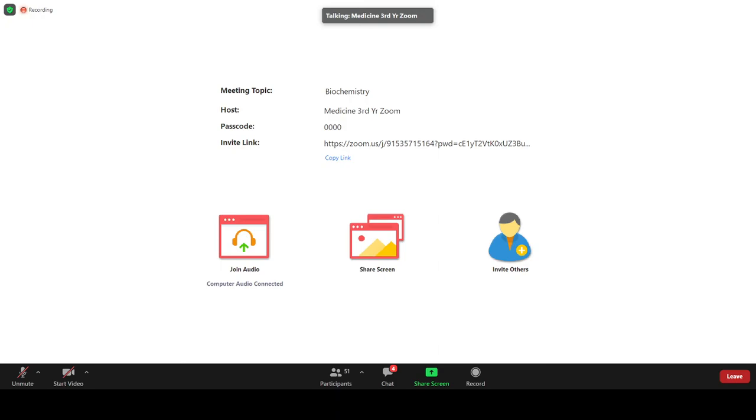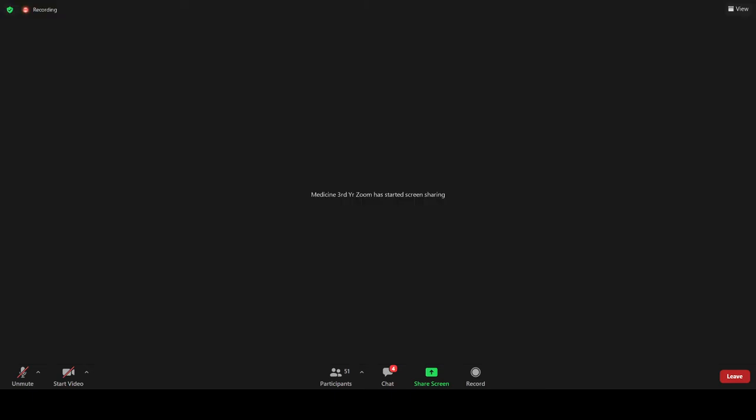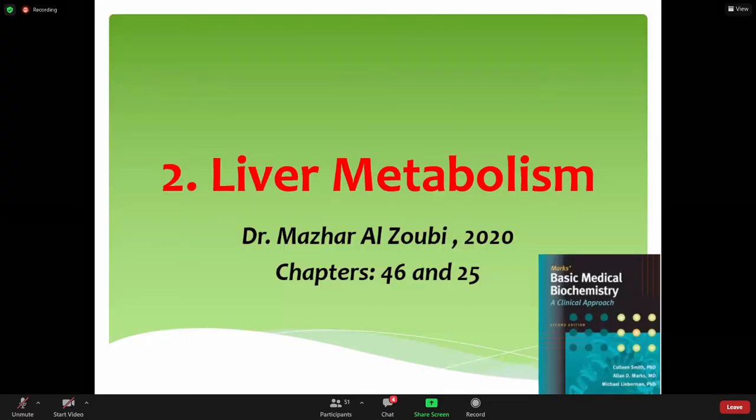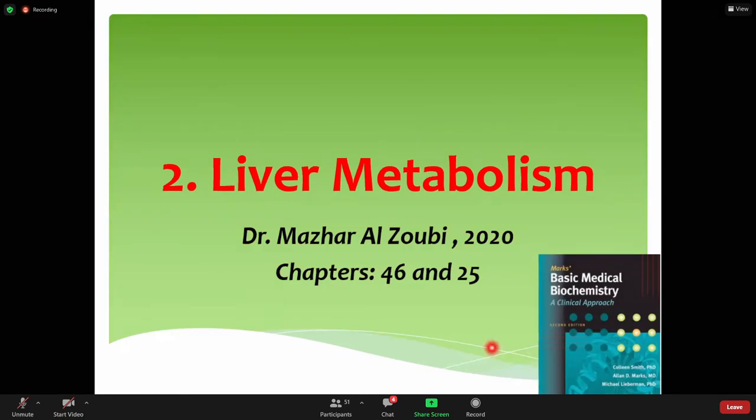ننتقل الآن ل second lecture or second part, which is describing. خليني أعمل share هون. Okay, so the second part is going to describe the liver metabolism, because the next topic will talk about the liver disorders or liver function and liver function tests if we have a problem in the liver.